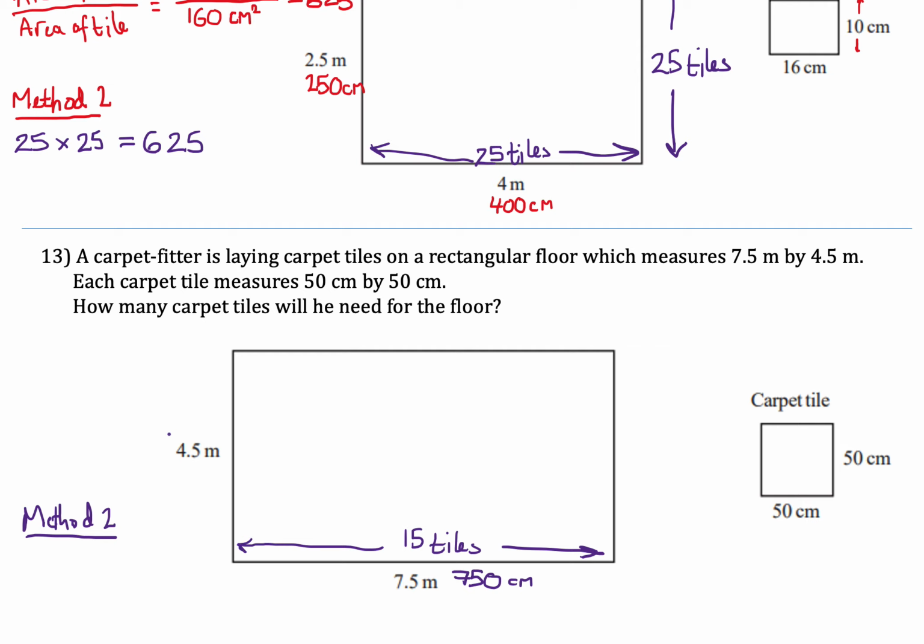How many will go into 450 centimetres? That'll be 9. So I'm going to need 15 times 9 tiles. That'll be 135. Okay, we're using method 1 from above.